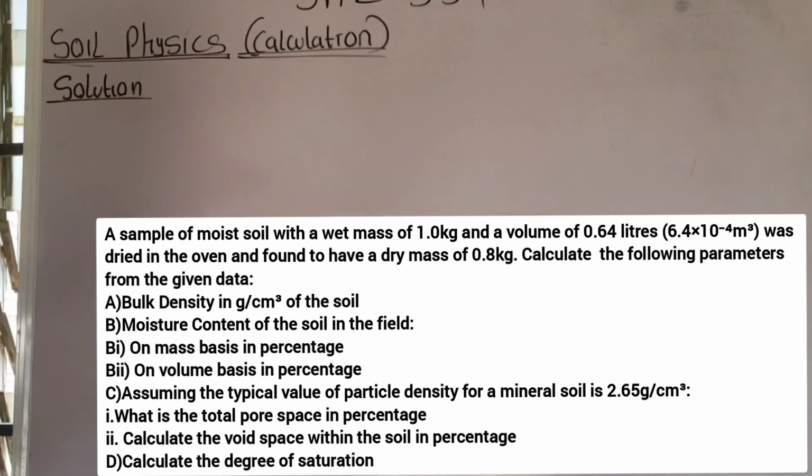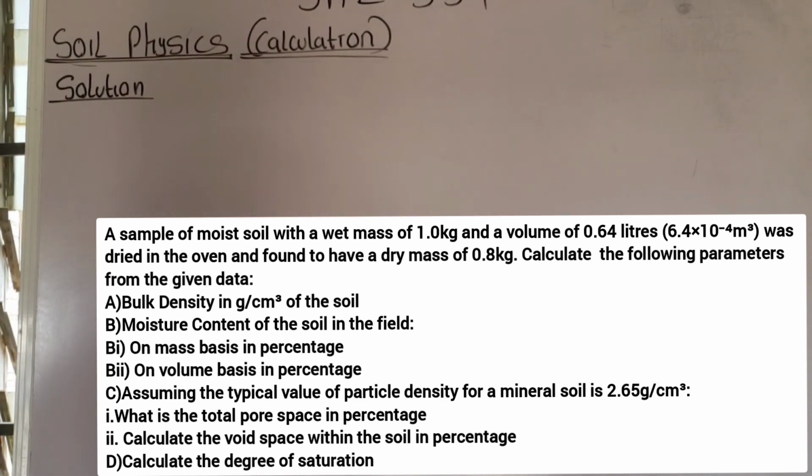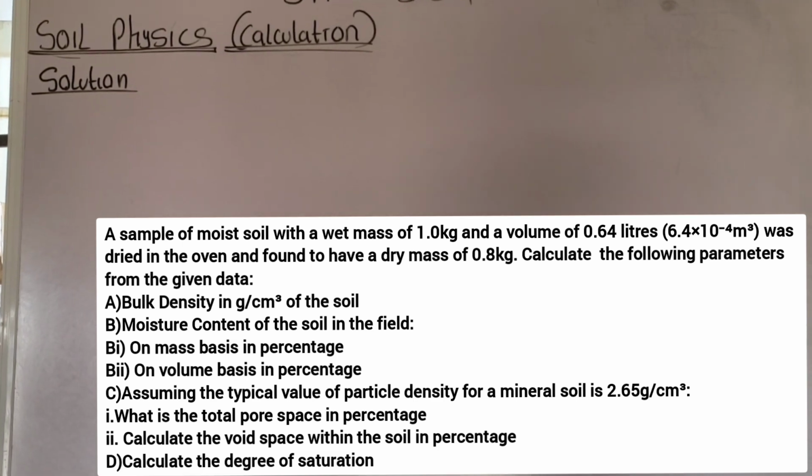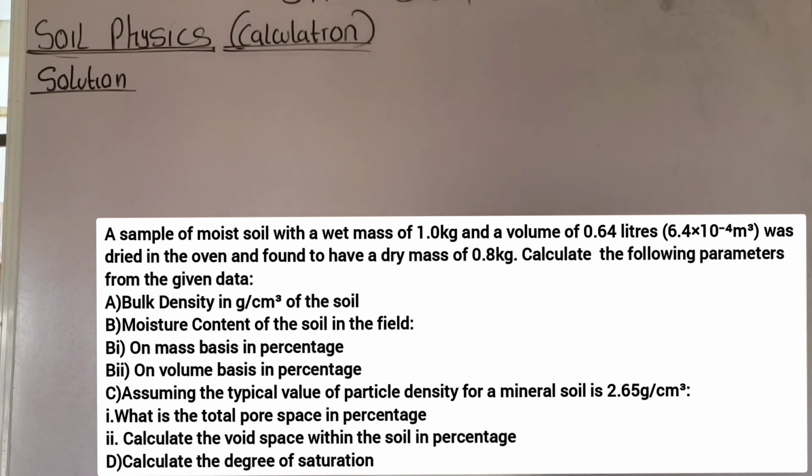And question B, we are asked to calculate the moisture content of the soil on mass basis in percentage and on volume basis in percentage. Then question C, assuming the typical value of the particle density for a mineral soil is 2.65 gram per centimeter cube, we are asked to calculate the total pore space of the soil in percentage, and the void space within the soil in percentage as well. Okay, then question D, we are asked to calculate the degree of saturation.